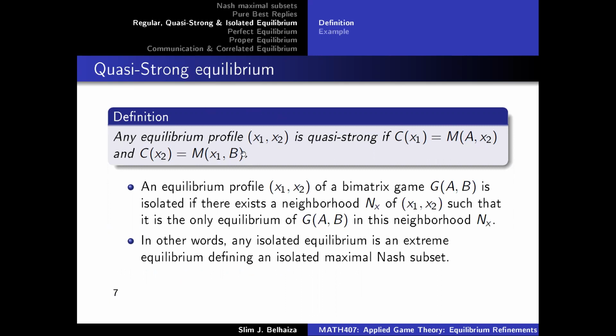It's quasi-strong, which means that the player randomizes on all his strategies that form a best reply to X2. An equilibrium profile X1, X2 of a matrix game is isolated. That's the second thing, isolated, if there exists a neighborhood of X1, X2 such that this is the only equilibrium in its neighborhood. So another refinement is about isolated. Another way to see things is that an isolated equilibrium will end up being an extreme Nash equilibrium that defines by itself a maximal Nash subset. So it's an isolated, extreme Nash equilibrium.